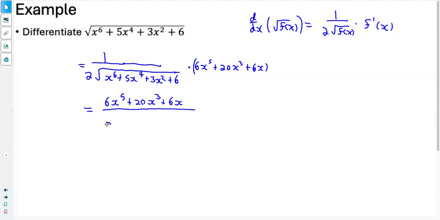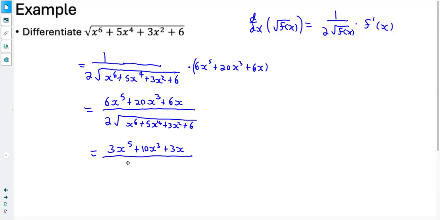all over 2 times the square root of x to the 6 plus 5x to the 4 plus 3x squared plus 6. Now you'll notice every number up here is a multiple of 2, and we're dividing by 2 here, so we can simplify this a bit, so it becomes 3x to the power of 5 plus 10x cubed plus 3x all over our square root of x to the power of 6 plus 5x to the power of 4 plus 3x squared plus 6.